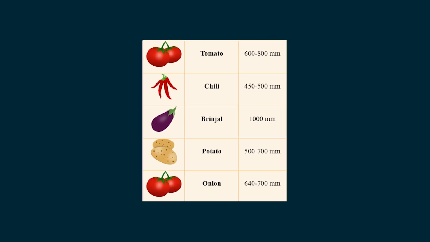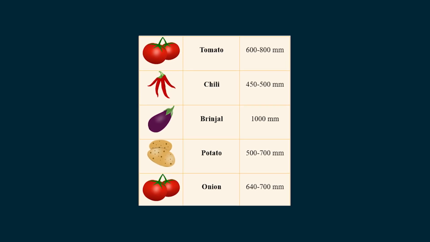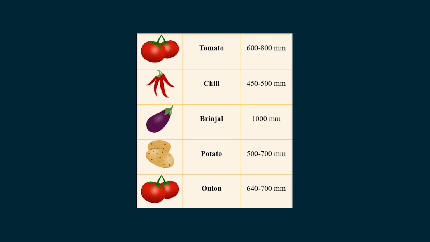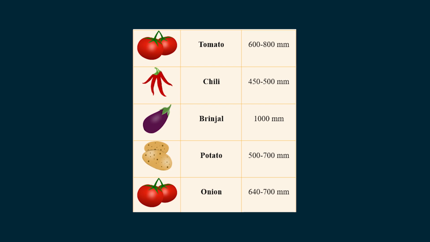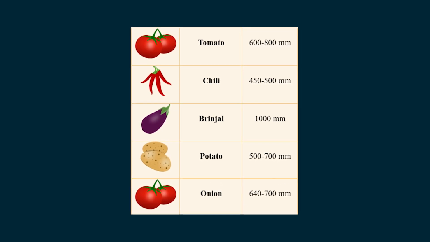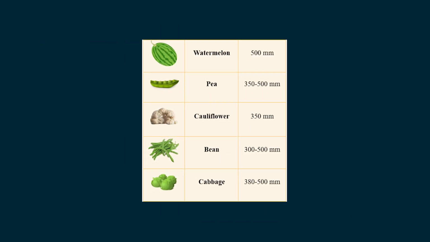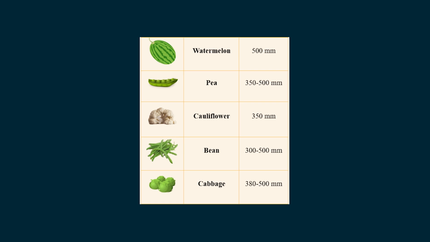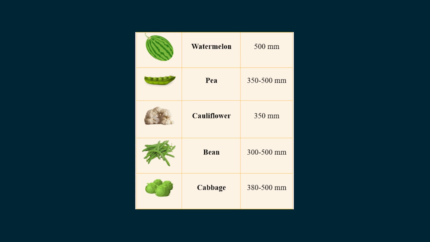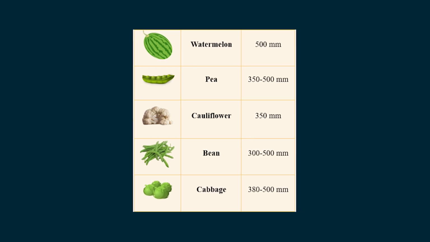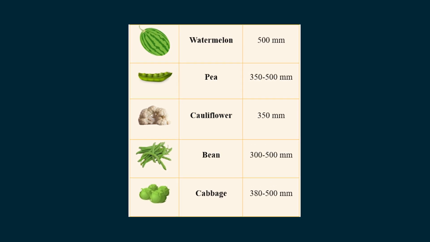For tomato, it is around 600 to 800 mm. For chili, 450 to 500 mm. Brinjal, 1000 mm. Potato, 500 to 700 mm. Onion, 640 to 700 mm. Watermelon, 500 mm. Pea, 350 to 500 mm. Cauliflower, 350 mm. Bean, 300 to 500 mm, and cabbage 380 to 500 mm.